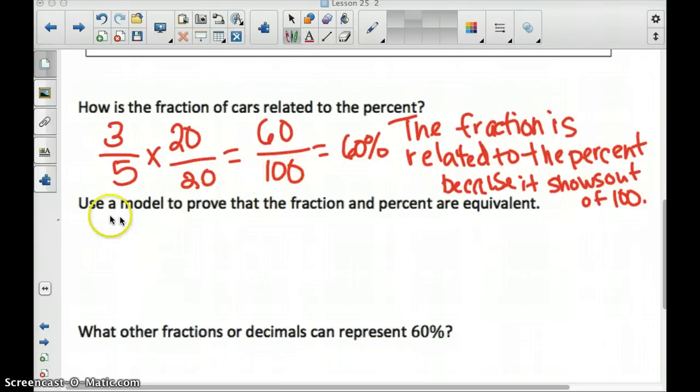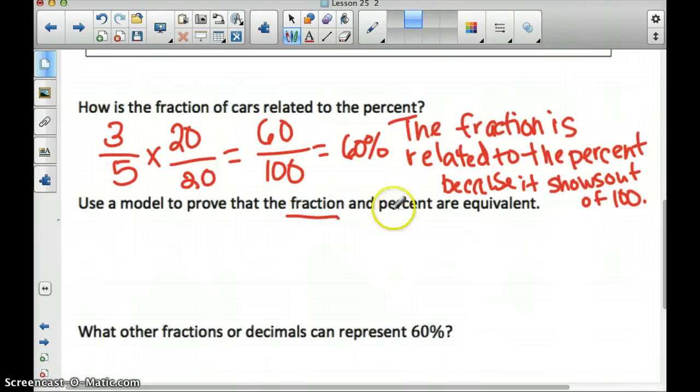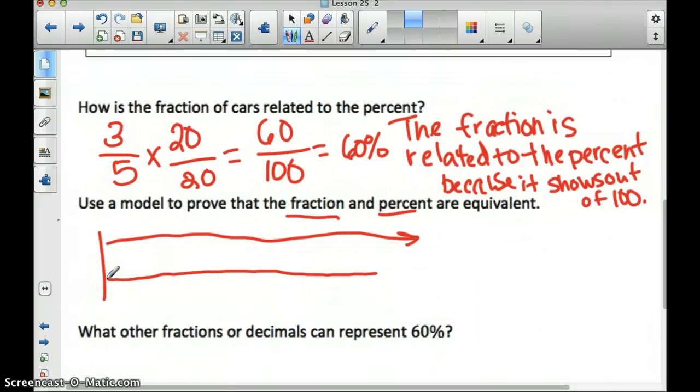It says, use a model to prove that the fraction and percent are equivalent. Well, I have two things here. I have a fraction and percent that I need to compare. Well, what I could use here is a double number line. Now, when I first looked at how to do this, it was like, what? And so I was a little confused. But I think this is a much easier way to show you how to do this. Let's say that this is the percent. If I label this, remember all tape diagrams start with 0. So the top row is the percent, and the bottom row is the fraction. Okay, we started with 0.